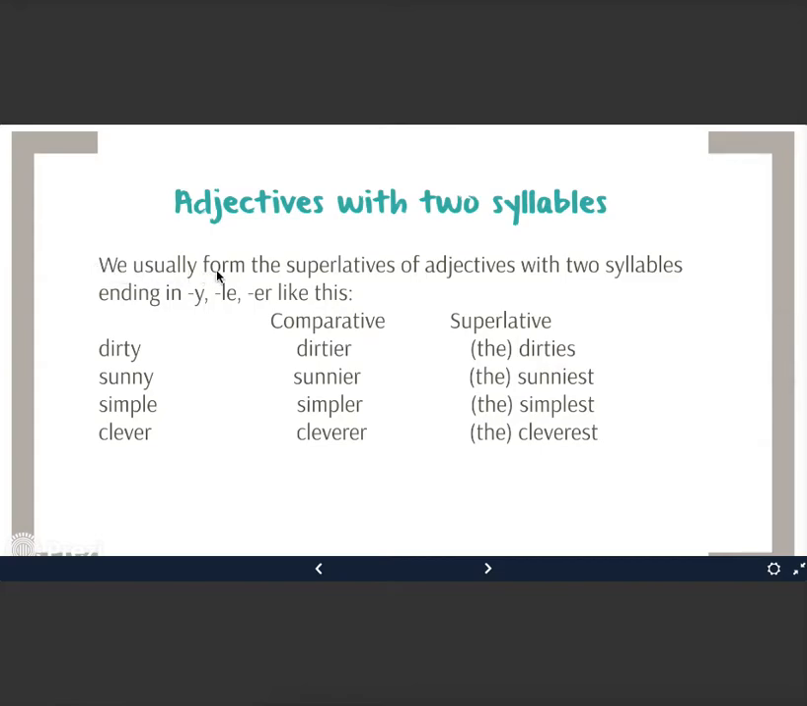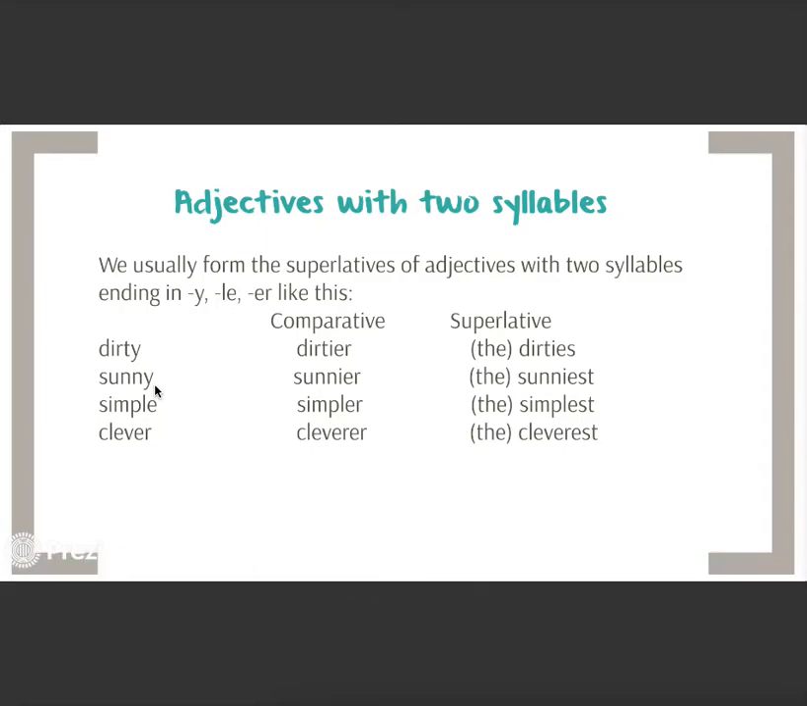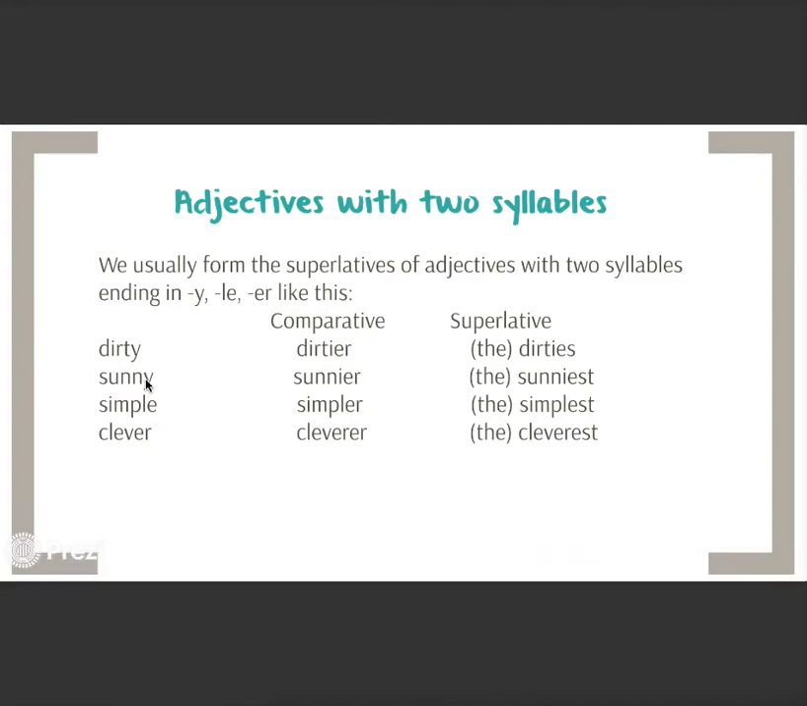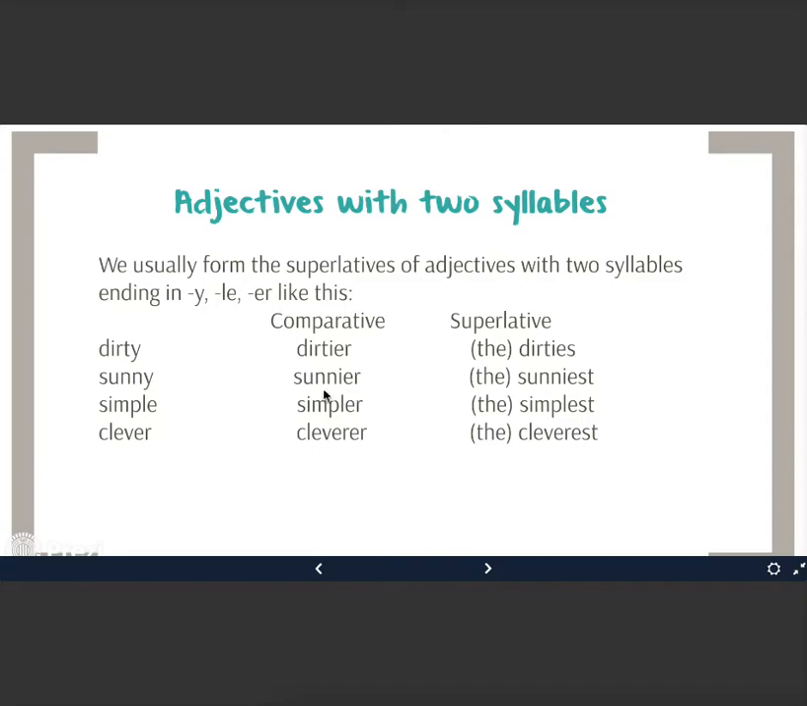We usually form the superlative of adjectives with two syllables ending in Y, LE, or ER like this. Es muy similar, miren, si termina en Y es igualita la regla a la que teníamos en comparativos, pues simplemente como terminó en Y, cancelamos la Y y ponemos IER. Miremos el ejemplo. Dirty, two syllables, so comparative, dirtier, superlative, the dirtiest. Look at this, sunny, two syllables. Comparative, we just have to change the Y, so sunnier, superlative, the sunniest.